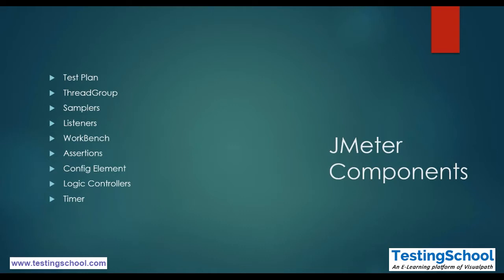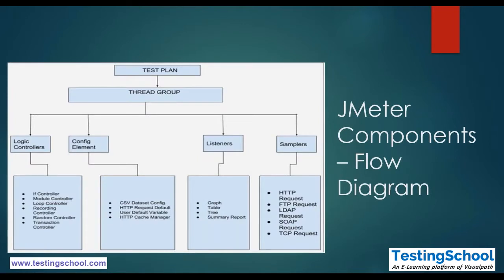After that, we'll see assertions, then config elements. Then we have logic controllers, and last but not the least are timers. So in this tutorial, we will see the first three, that is test plan, thread group, and samplers. So moving on, this is the JMeter component flow diagram.